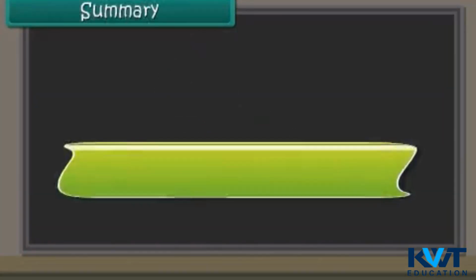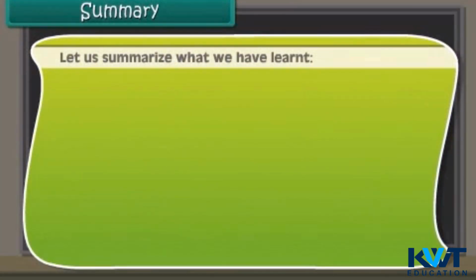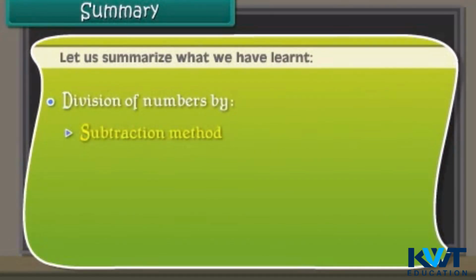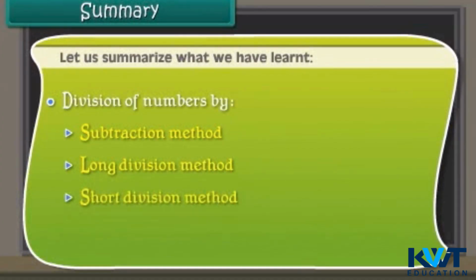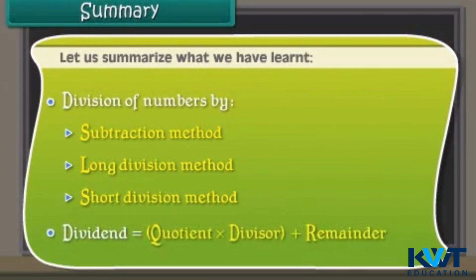Summary. Let us summarize what we have learned. Division of numbers by subtraction method, long division method, short division method. Dividend is equal to quotient into divisor plus remainder.